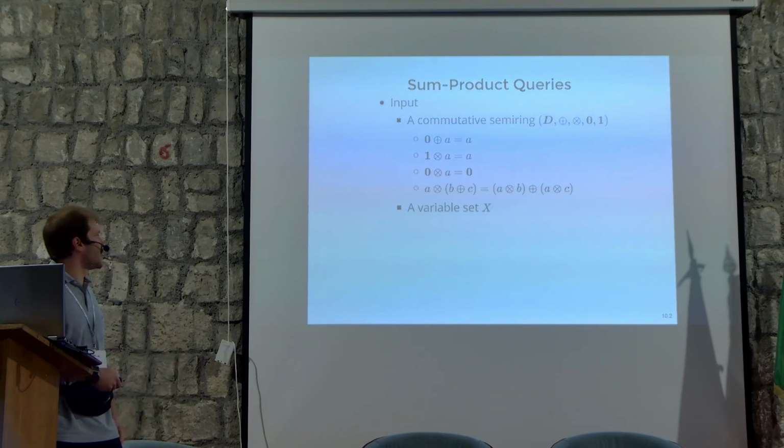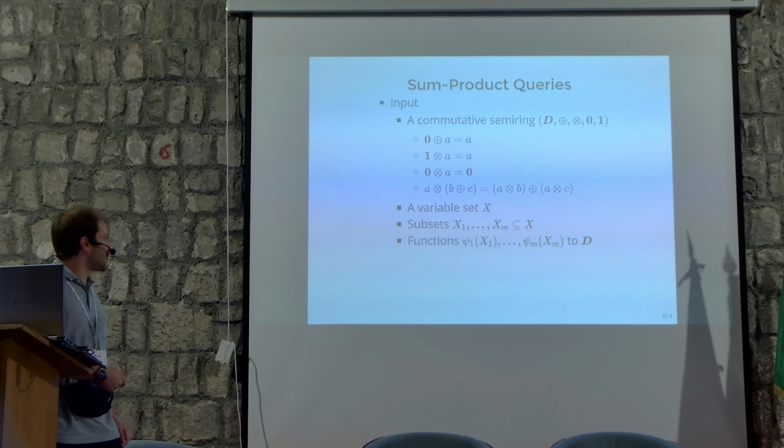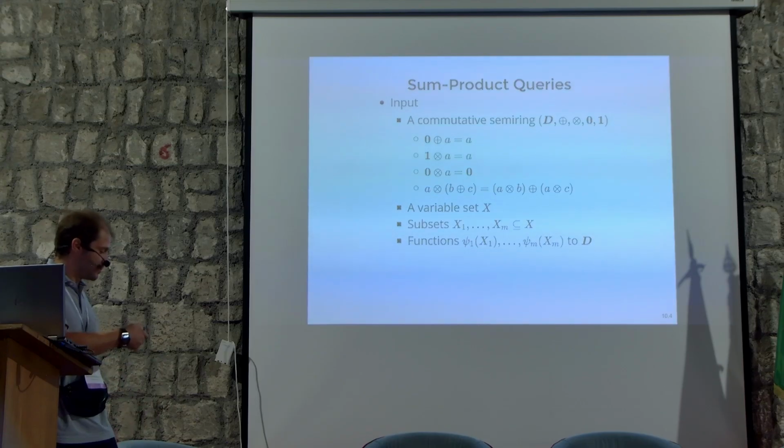Now, a sum product query, just like a database join query, is over a set of variables. We are given m subsets of variables, and associated to each subset, there is a different input function. Each function, for example psi1 over x1, maps the assignments of these variables x1 into the domain of the semi-ring. Like in the database join example, these would be just input relations. This is one way to think of them in a simplified way.